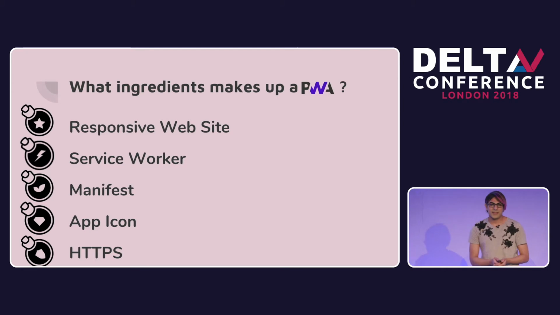A responsive website, yes, because it's going to be on mobile phones and desktops and stuff, and you want it to look nice. A service worker, so it can do stuff offline. A web app manifest, so you know all the info about the site. An app icon, which is like a big favicon, basically. And HTTPS to make sure it's secure.